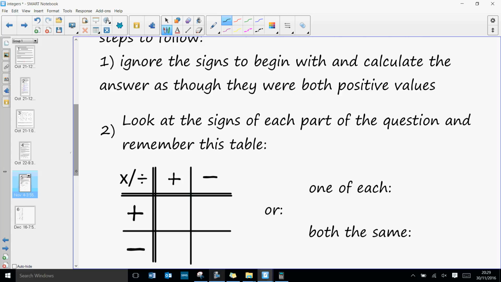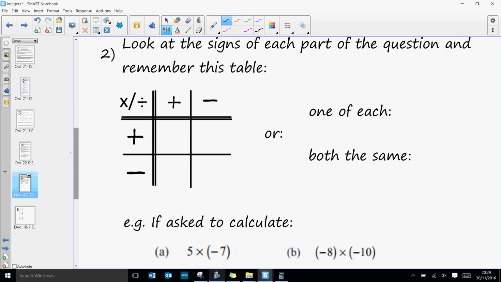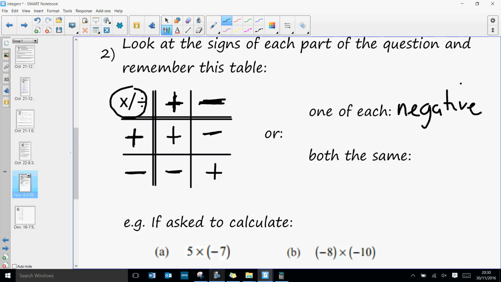So this table here can possibly help you. So when you're multiplying or dividing, if your first number is positive and your second number is positive, then the answer will be positive. If your first number is negative and your second is positive, then the answer will be negative. Similarly, first is positive, second is negative, it would be negative. And if they were both negative, the answer would be positive. It may just be simpler to think one of each means the answer was negative, and both the same is positive.